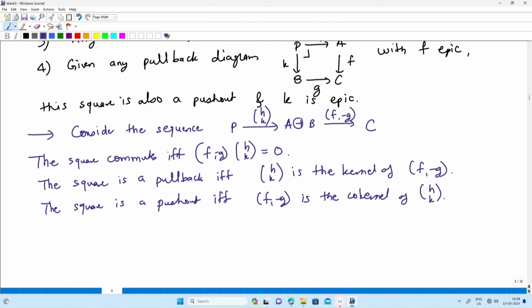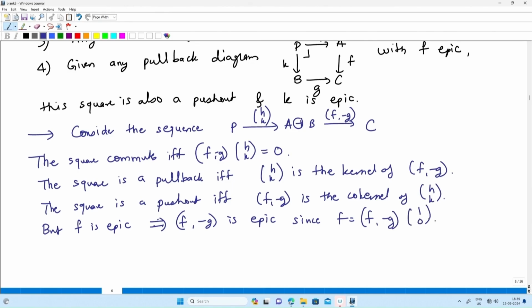But what is given? F is epi. Okay, so therefore it implies that F comma minus G is epic, since F can be written as F comma minus G composed with 1 comma 0. And it is a very basic elementary exercise that the second factor of an epimorphism is always an epimorphism. So therefore it is an epimorphism.